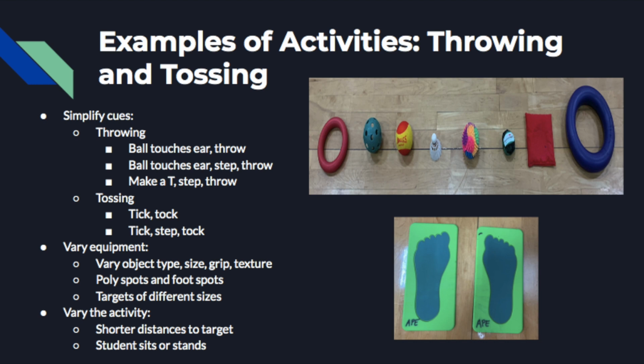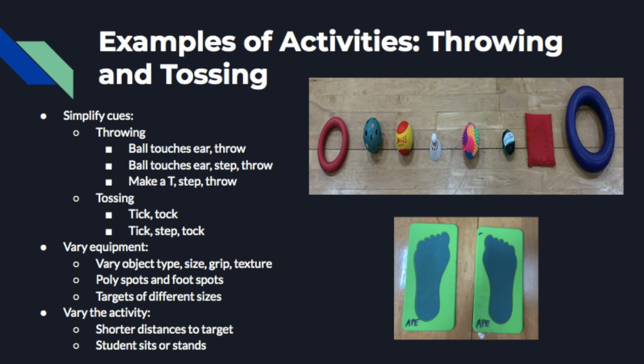The teacher can modify the equipment to help students be more successful during throwing and tossing activities. Different types of objects can be used that have various sizes, weight, shape, grip, and texture. Poly spots can be used to help students know where to stand. Foot spots can be used to help students step with their opposite foot. Students can also stand at different distances from the target and use targets of different sizes.